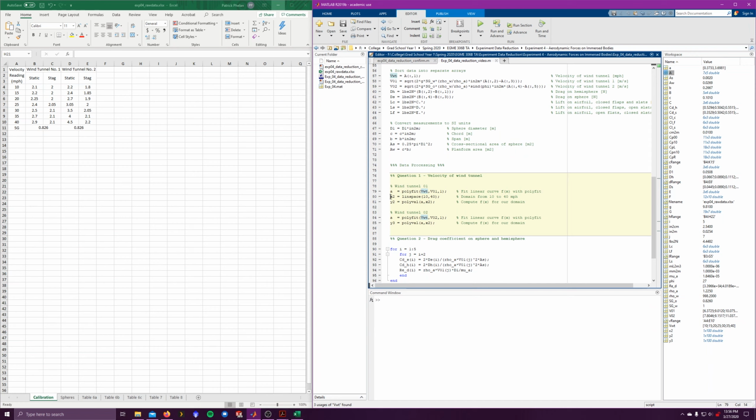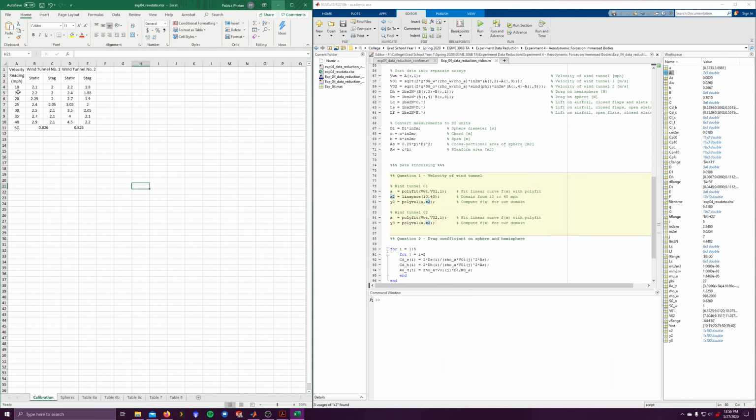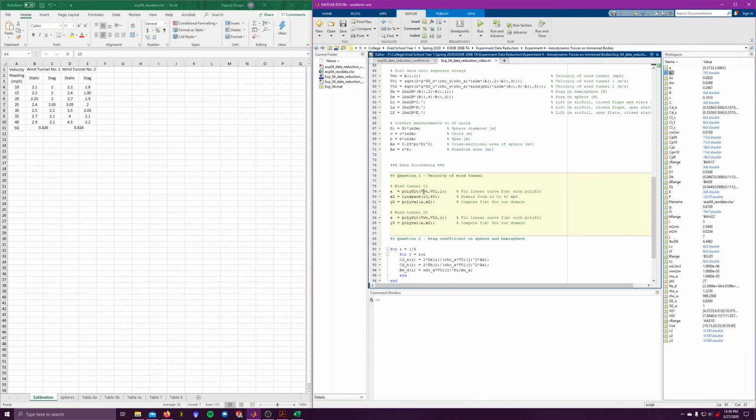Okay, so now I'm going to create the x and y domain. So I have x2 equals linspace of 10 to 40. That'll create a domain for us of 10 to 40 miles per hour. And then for y2, I'm going to evaluate that using the polyfit command that I created up here and the x-axis data that I have right here. Okay, and then that'll create our y domain. Okay, and then I've used similar logic for the second wind tunnel down here.